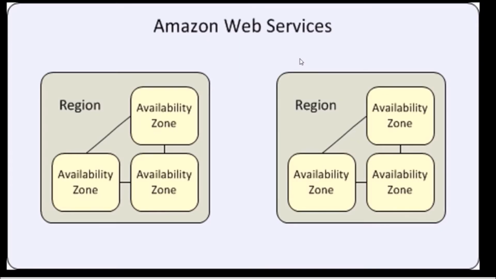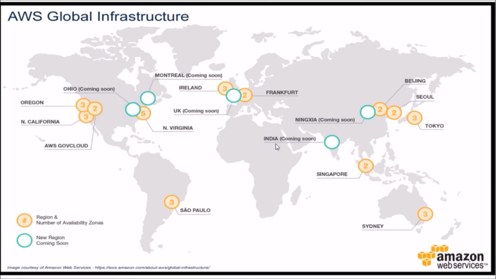What is a region, what are availability zones, and how are they related? Inside a region there are different availability zones. A region is made up of 2 or more availability zones, and all the availability zones are interconnected with each other, but 2 regions are not interconnected. Okay, this shows different AWS regions in different parts of the globe.